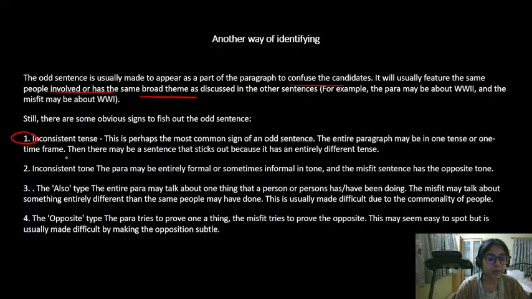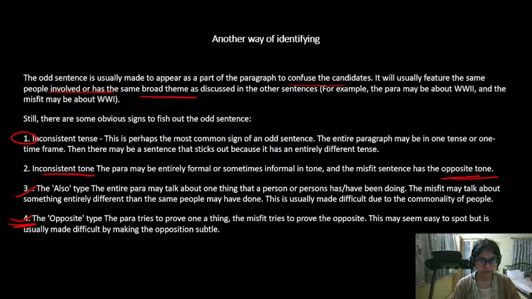Okay, 1 could be inconsistent tone. The para may be entirely formal or sometimes informal, and the misfit sentence will obviously have the opposite tone of all the sentences. So 3 to 4 will have common tone and 1 will have opposite tone. ठीक है, opposite tone यहाँ पता चल जाती है. Okay, यहाँ देखो, the opposite type. Here the para tries to prove one thing, the misfit tries to prove the opposite. This may seem easy to spot but is usually made difficult by making the opposition subtle.